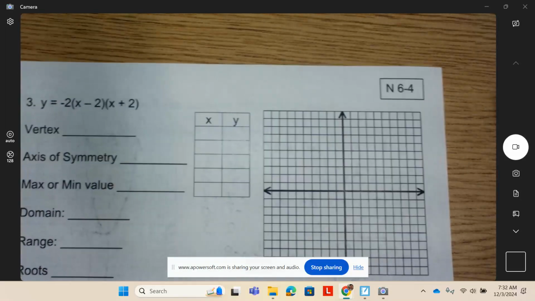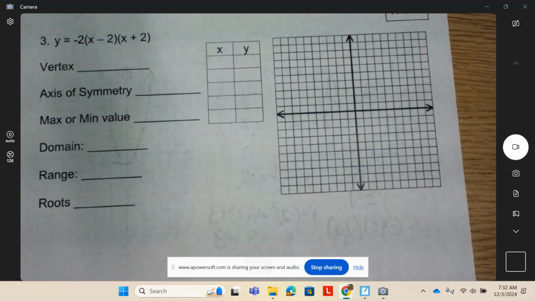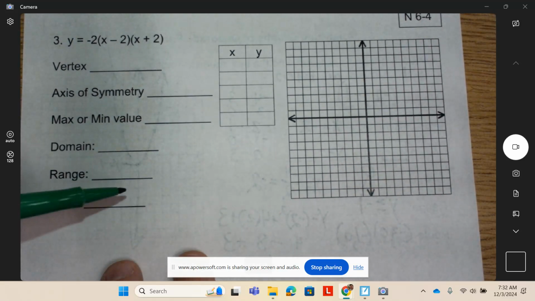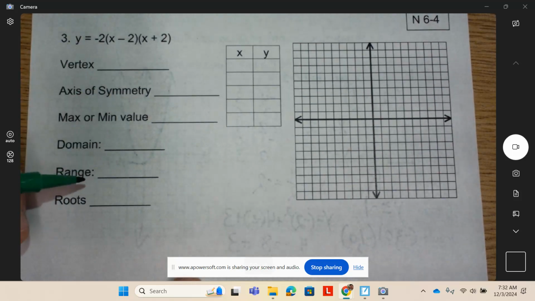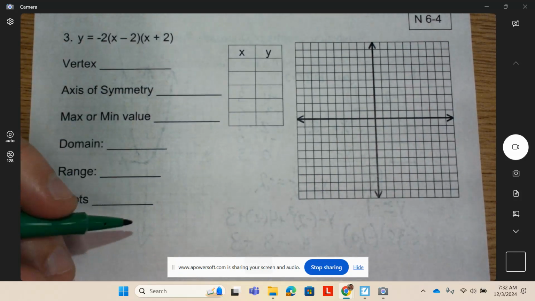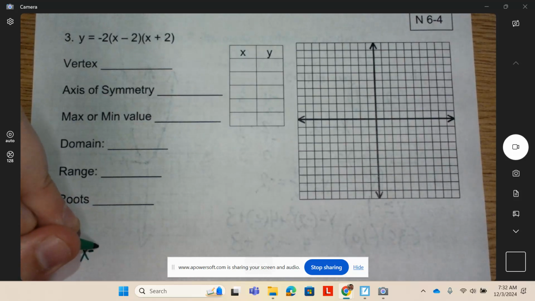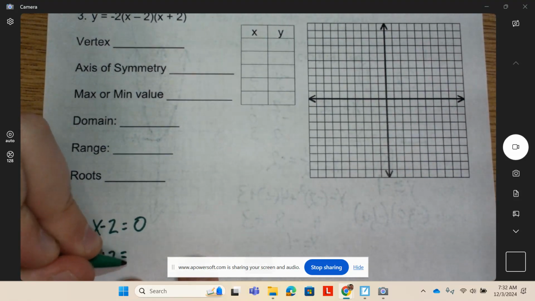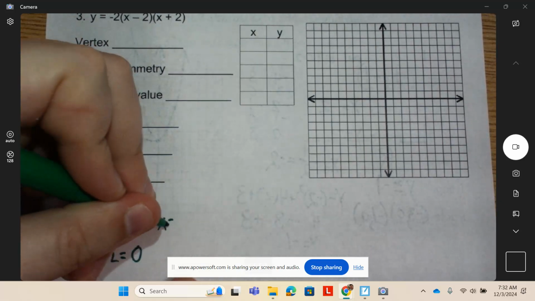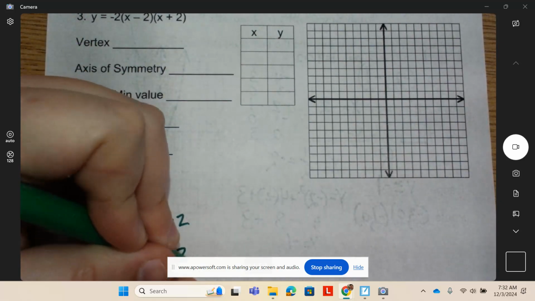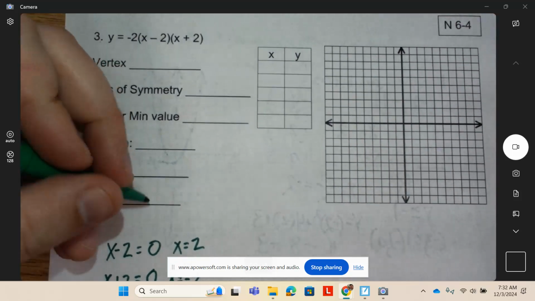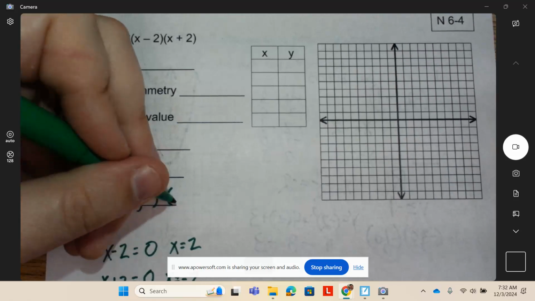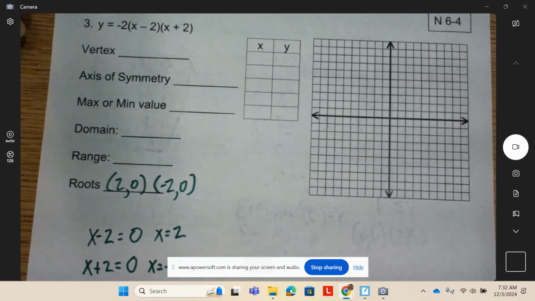Okay, looking at one last one. I've got this one now in root form. So the nice thing about root form is that it's going to go ahead and give me my roots down here. And really what's happening with those roots is I set each part equal to 0. So x minus 2 equals 0, and x plus 2 equals 0, which ends up giving me x equals 2 and x equals negative 2. So now 2, 0, and negative 2, 0 as my roots.